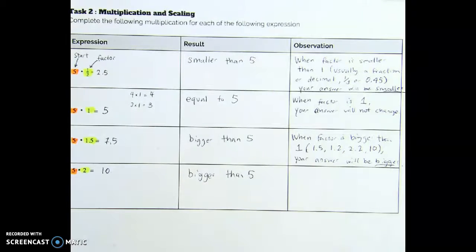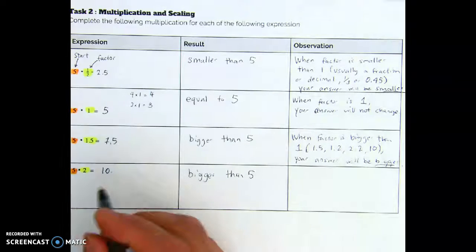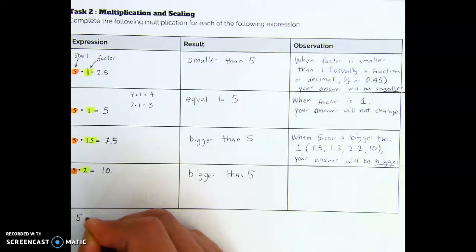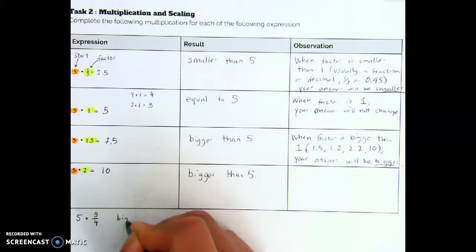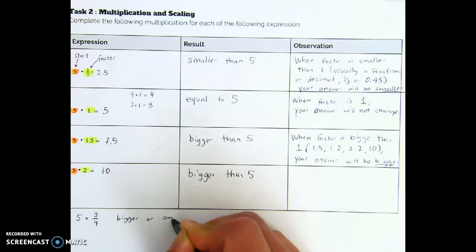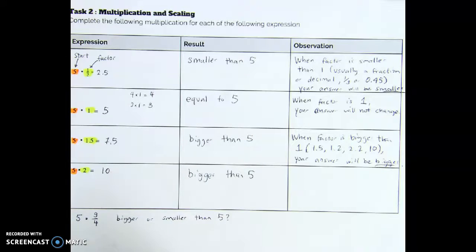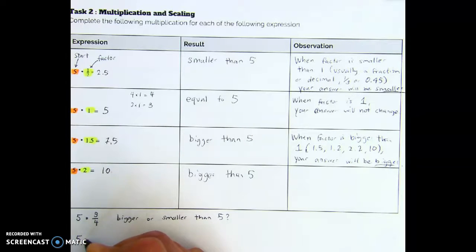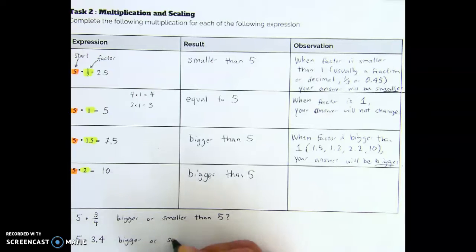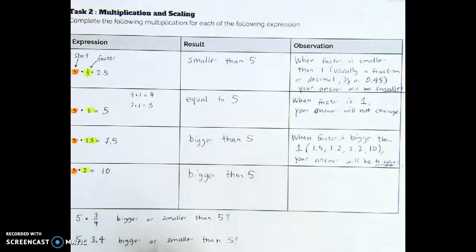Okay, lastly, I want to give you some challenge problems if you have some time. What if we take 5 times, let's give you 3 over 4. Is this going to be bigger or smaller than 5? Choose one of these. What if you had 5 times, say, 3.4? Is this bigger or smaller than 5? Choose bigger or smaller. See if you can do that.